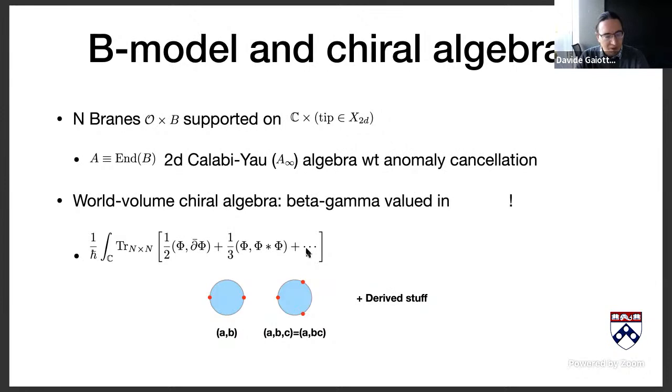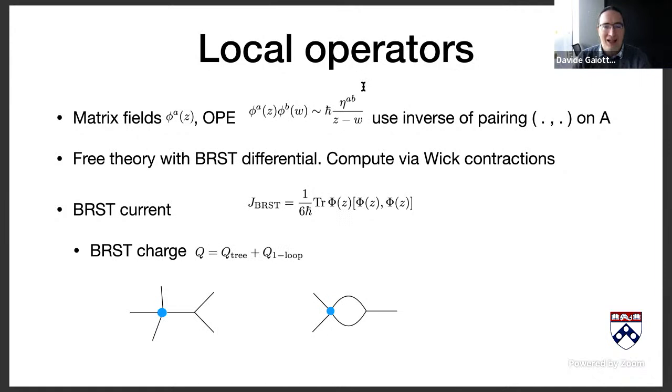But although this looks like an interacting theory, this action I'm writing down is actually the BV action. If you unpack it, separate out fields, anti-fields, gauge fields, ghosts, anti-ghosts, whatnot, the final result is simpler than this. It's actually a free chiral algebra with some BRST differential, which is not trivial. So perhaps I should anticipate that. So I had some fields with some very simple OPEs.